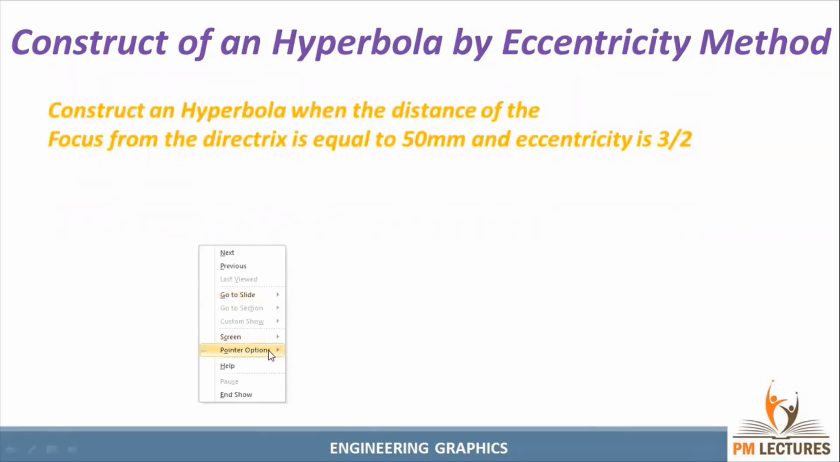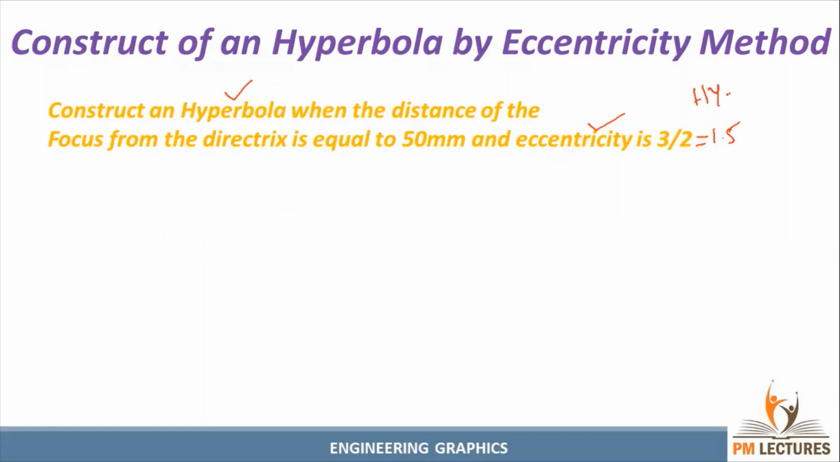So, in the question itself, they have directly given that it's a hyperbola problem. Sometimes they won't give it like this. In that case, you need to check the eccentricity value. See here, the value is 2 by 3, this ratio. When solved, we can get a value of 1.5. If it is 1.5, it is greater than 1. If the eccentricity value is greater than 1, it is a hyperbola problem.